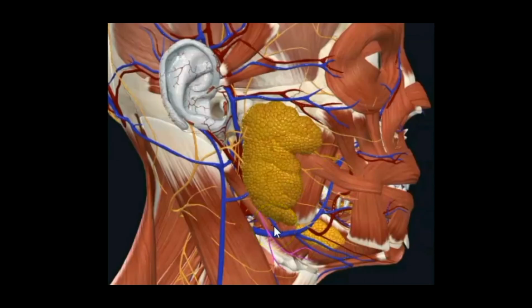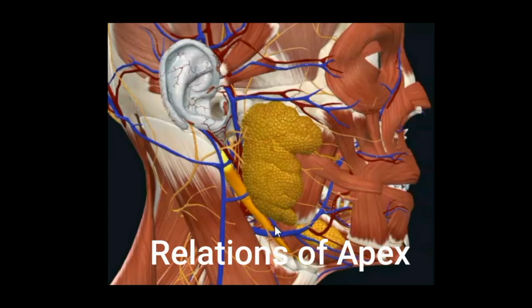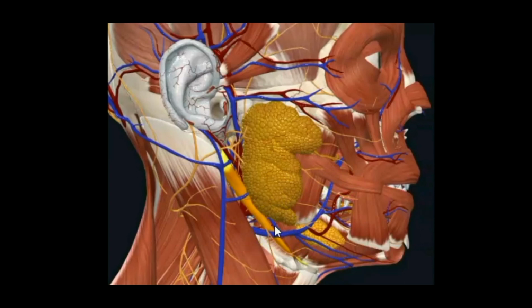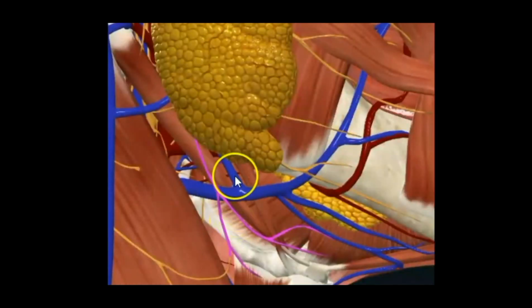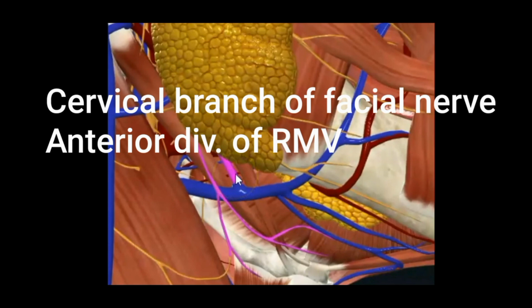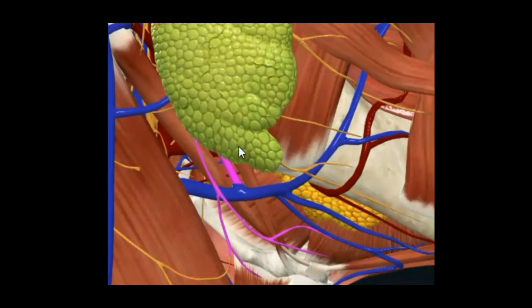So you can see now the relations of the apex. You can see how the posterior belly of digastric is there. So this apex of the parotid gland may encroach into the carotid triangle, and you can see there common facial vein is there, and you are seeing that muscle, and in front of that muscle you are seeing anterior division of the retromandibular vein. The retromandibular vein has 2 divisions, anterior and posterior. Anterior division will go and form the common facial vein along with the angular vein, whereas posterior division will join with posterior auricular vein to form external jugular vein.